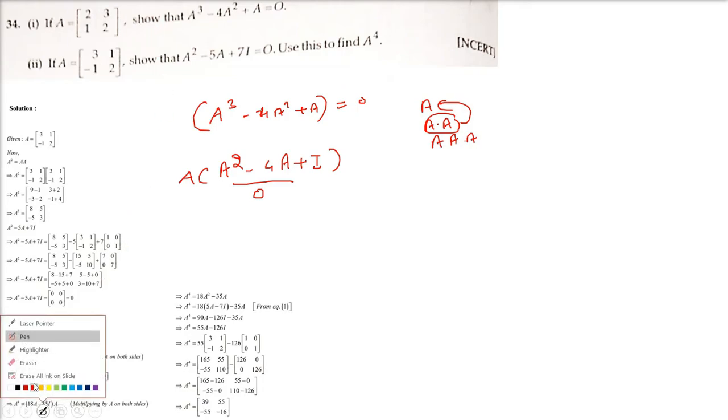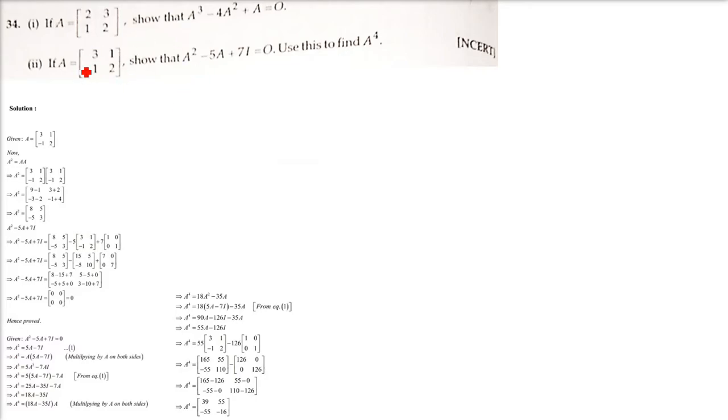So let us take the second part. You have to find out a square minus 5a plus 7i equals 0. Use this to find a to the power 4. So you have to prove that it is equal to 0, and using this we will compute a to the power 4 also. So let us see how we do it. We have to use this a square minus 5a plus 7i, that is a square equals 5a minus 7i, to find out a to the power 4.